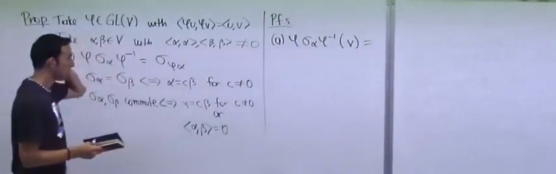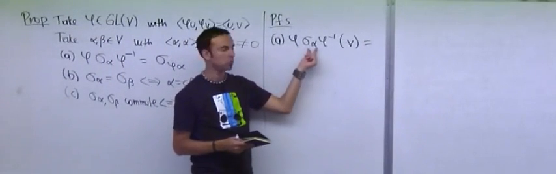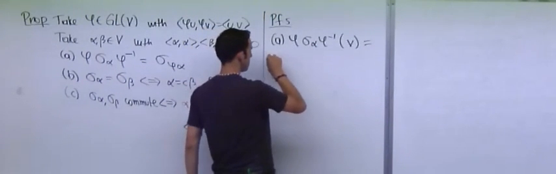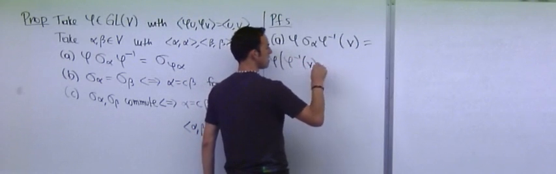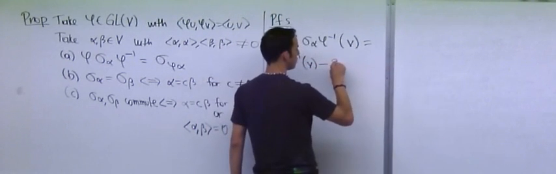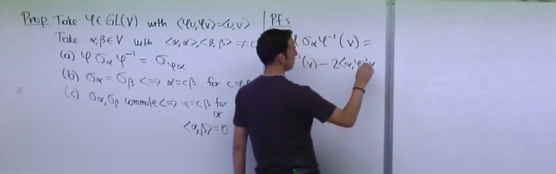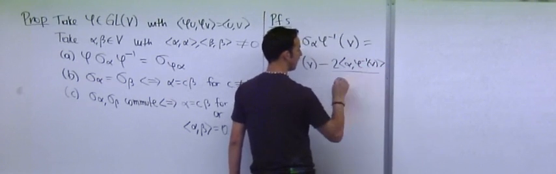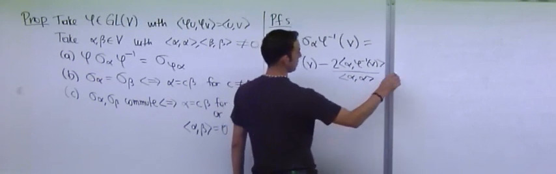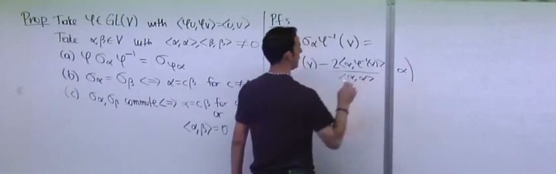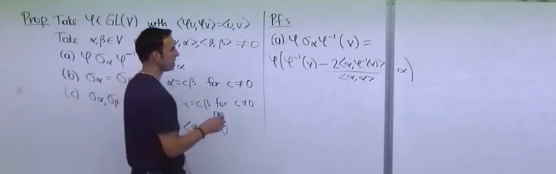Now, what can I do here? Well, I don't really know much about phi, but I know what sigma alpha is. And so let me substitute what sigma alpha does. What sigma alpha does is that it takes phi inverse of v minus this expression over there, 2 times the inner product of alpha and phi inverse of v divided by alpha comma alpha, times alpha. Right? So that's what I get.